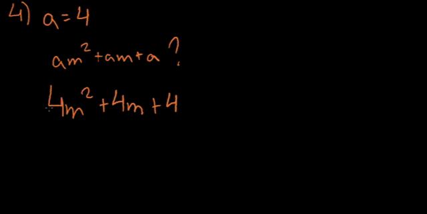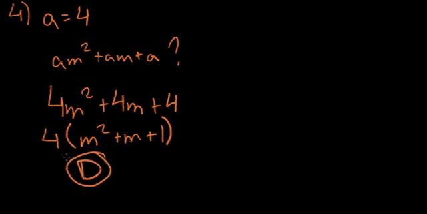So if we factor out 4 from the equation, we get 4 and then in the parenthesis m squared plus m, and don't forget the 1, because if there was nothing there it would be 0. Sometimes students forget that, including me. So this looks like choice D, and that will be the correct answer. So we're going at quite a steady pace here.